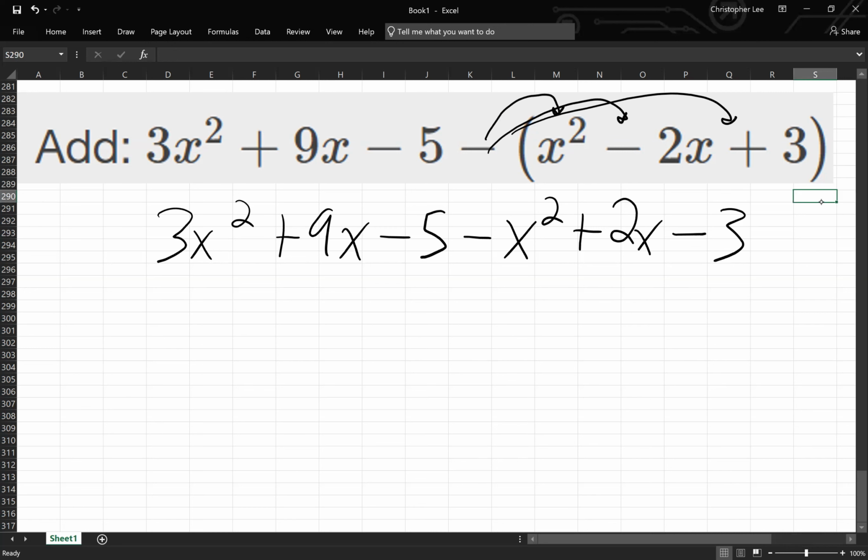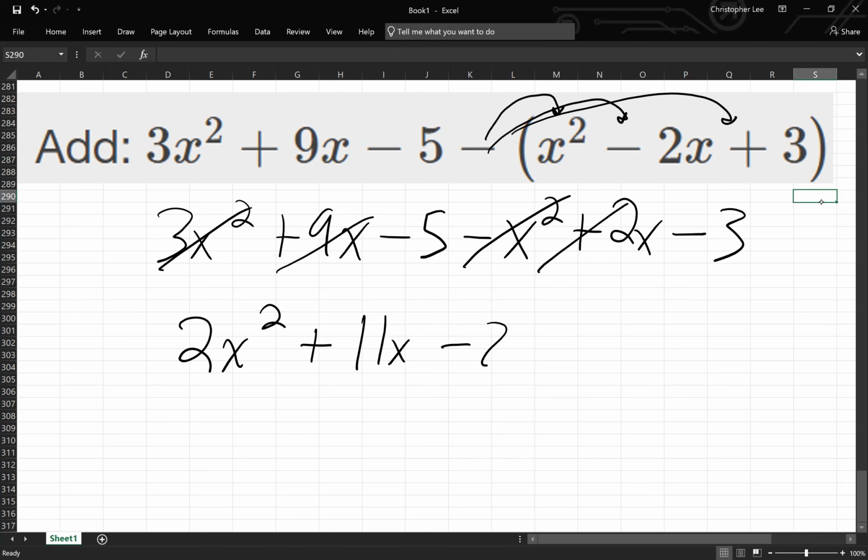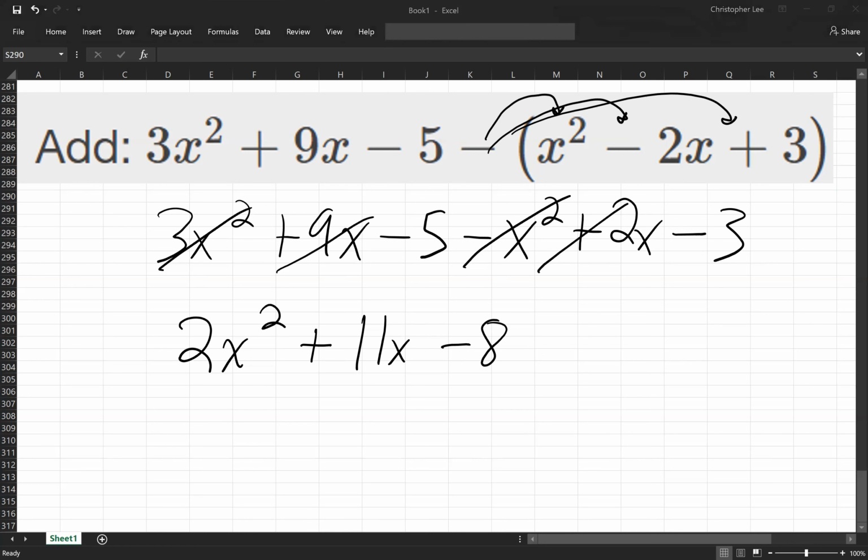No. Try again. 2x squared, very good. All right. What else? Plus 11x, right? 9x plus 2x. 11x minus 8. Very good. And we're done. That's it. That's not bad.